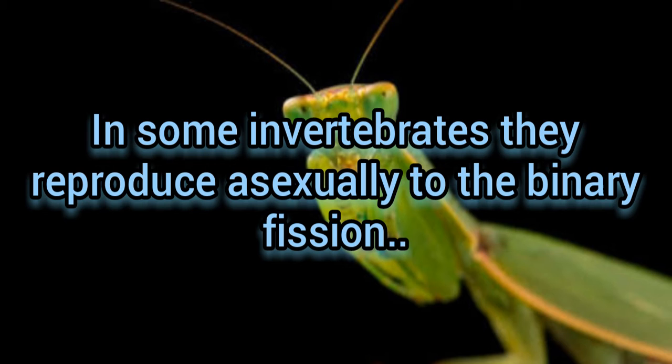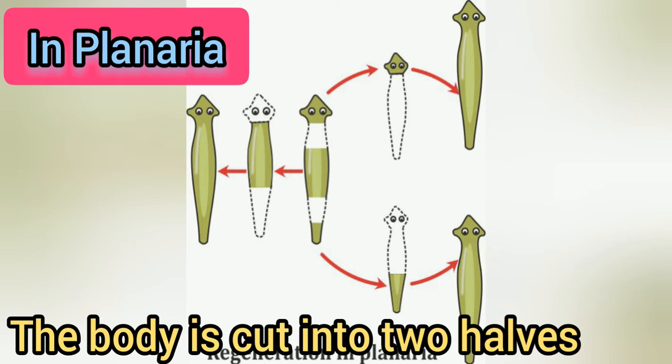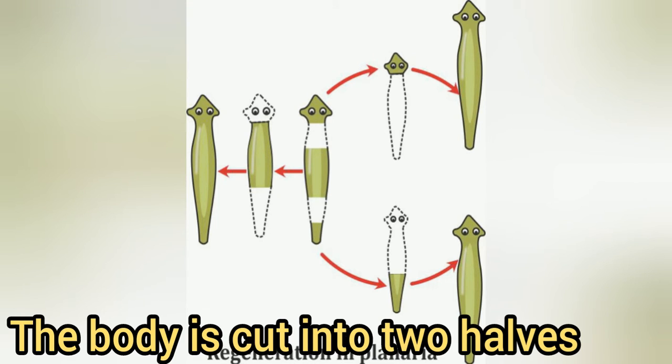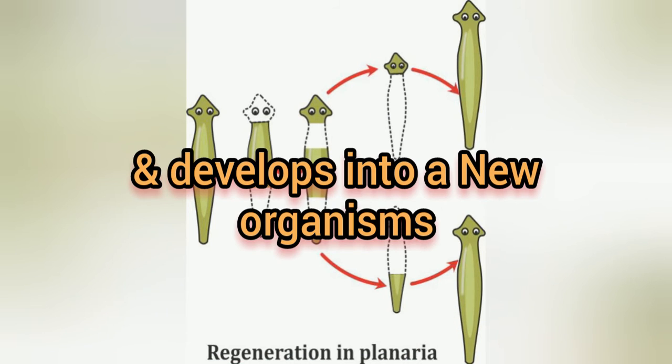In some invertebrates, they reproduce asexually through binary fission. For example, in planaria, that is the echinoderms, the body is cut into two halves and the missing body parts are regenerated and develop into a new organism.